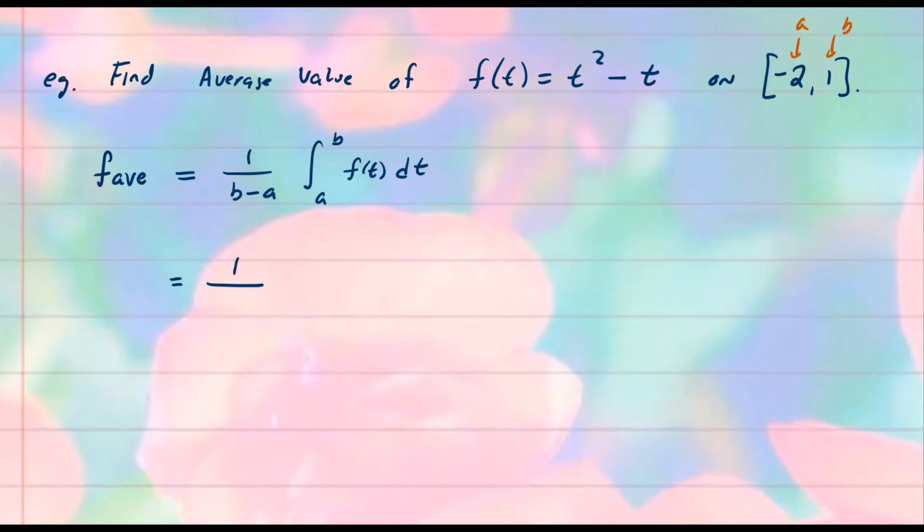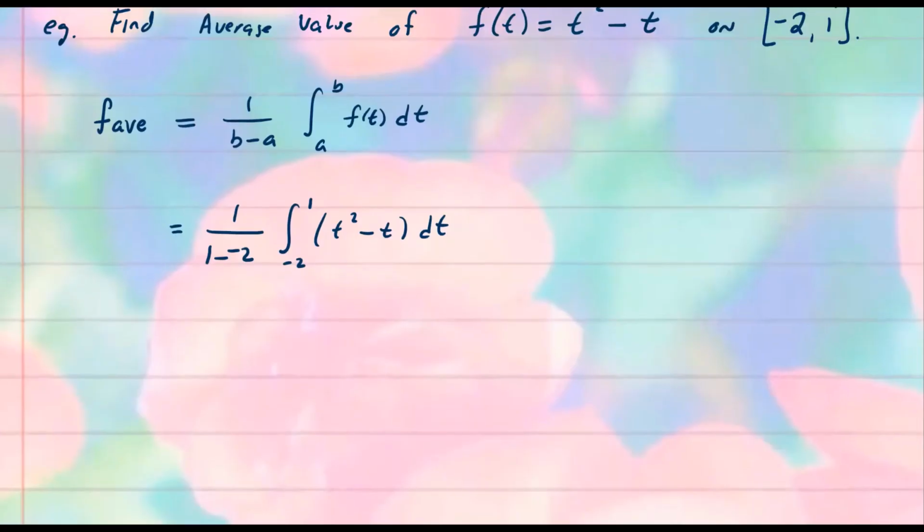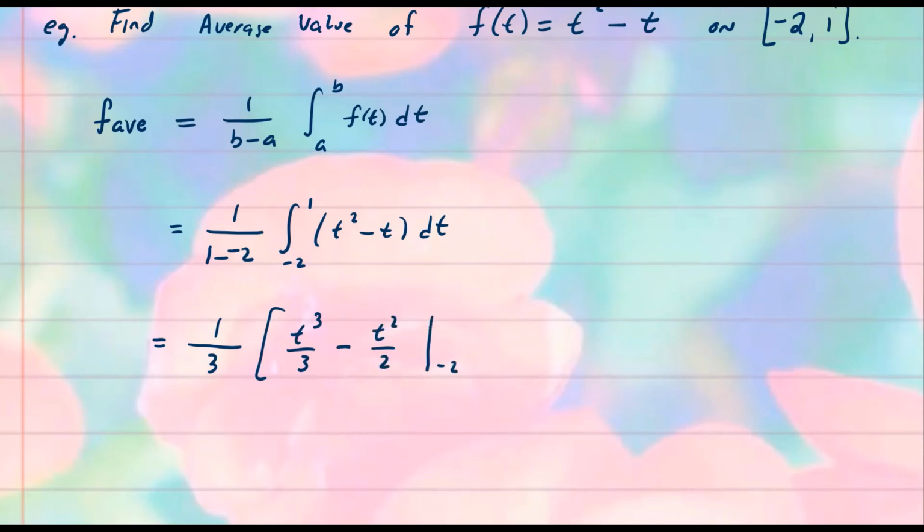So you will get 1 minus negative 2. So be careful with that. Integrating from negative 2 to 1 of f of t, that's t squared minus t dt. Now we do the same thing as we did before. We integrate and multiply by the difference on the interval. So this is 1 over 3, and we're integrating t squared. That's going to be t cubed over 3, power rule of integration, minus the integral of t, which is going to be t squared over 2, and we're going to take it from negative 2 to 1. So that will be the integration.